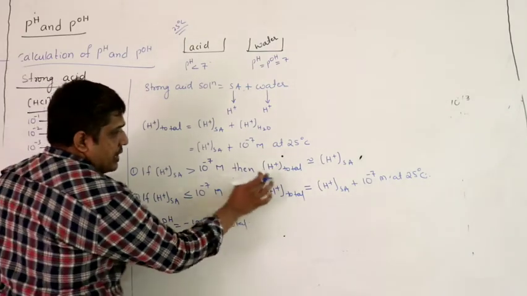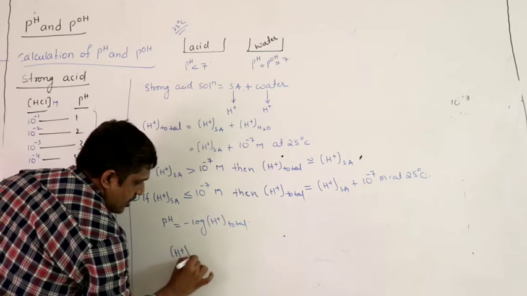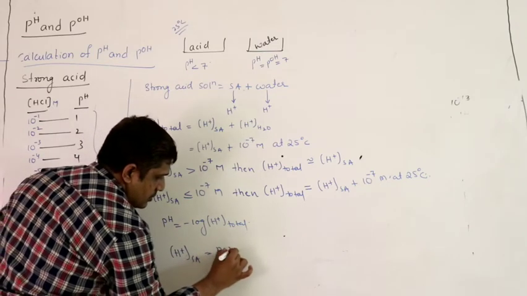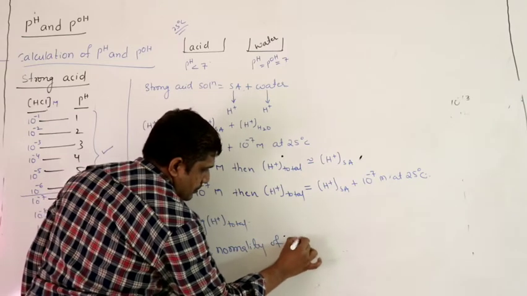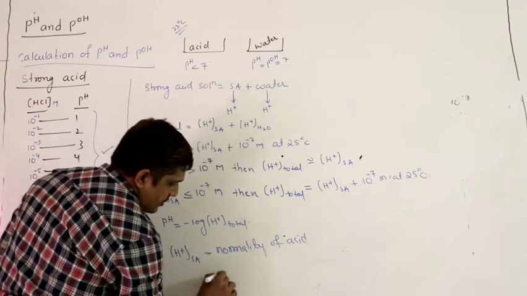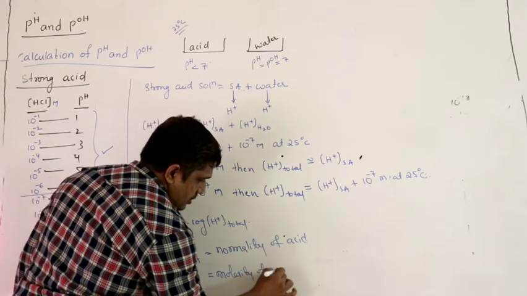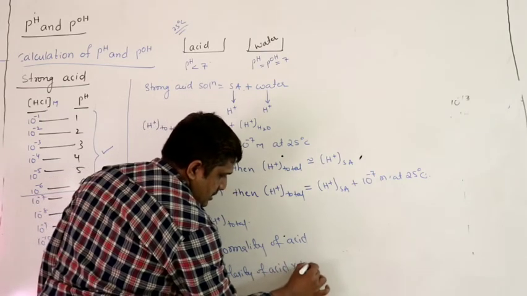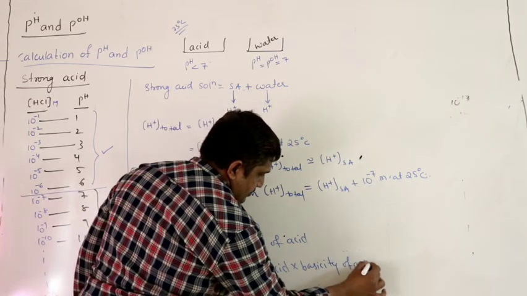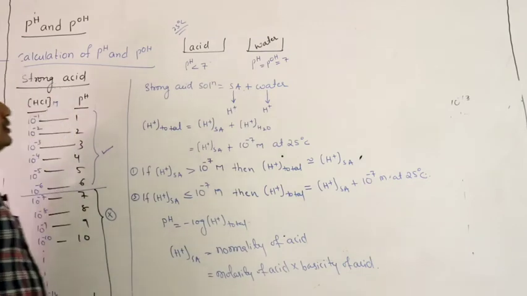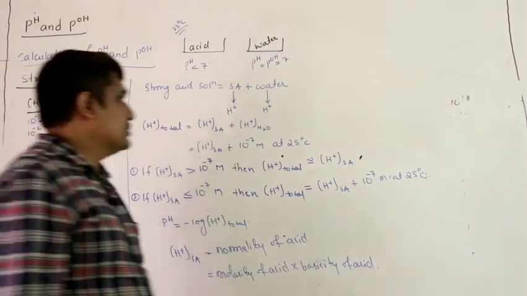Right. So remember here, this H plus ion concentration from strong acid is nothing but normality of strong acid, if normality is not given. If molarity is given, then molarity of acid into basicity of acid. So let us see some examples, you will understand.